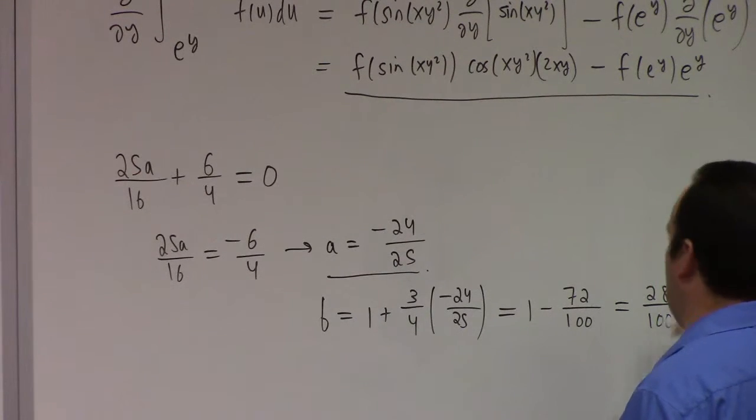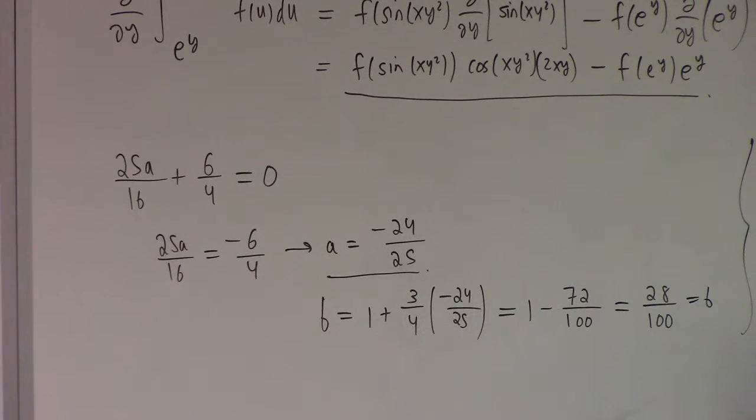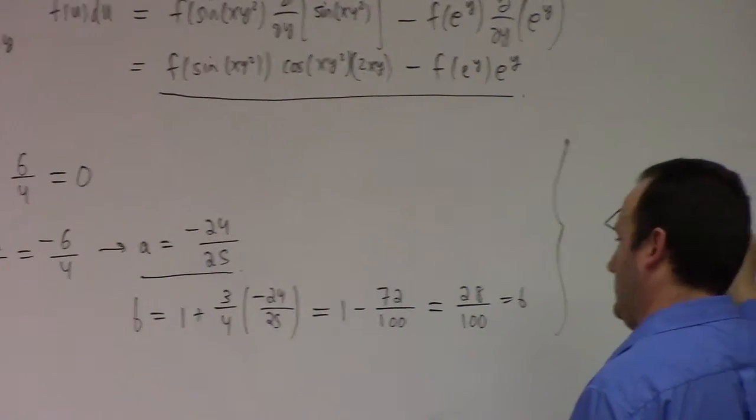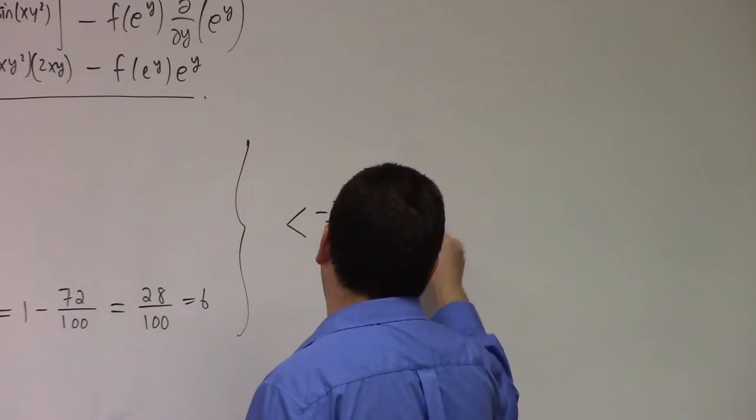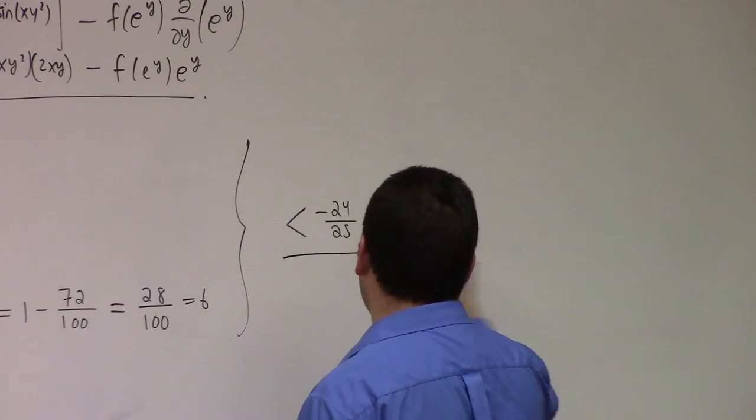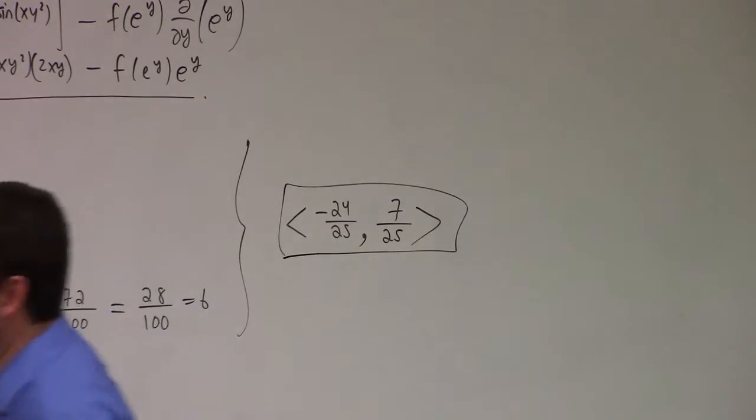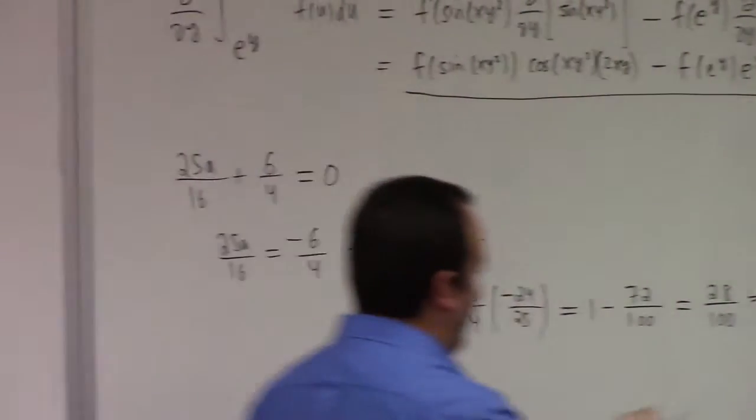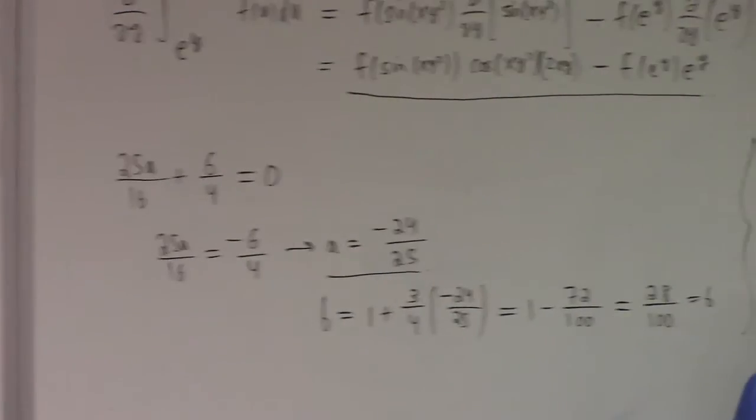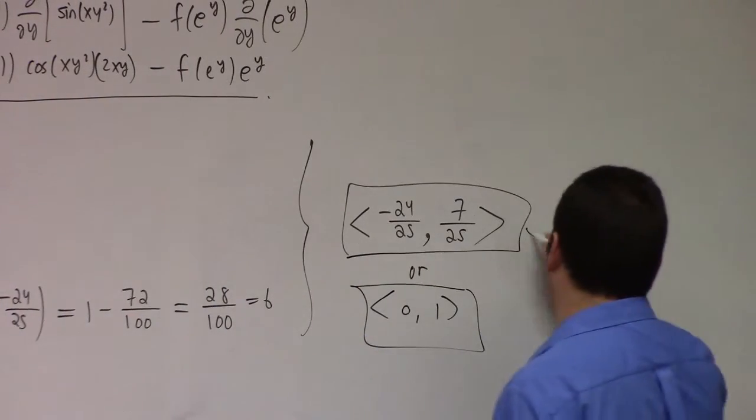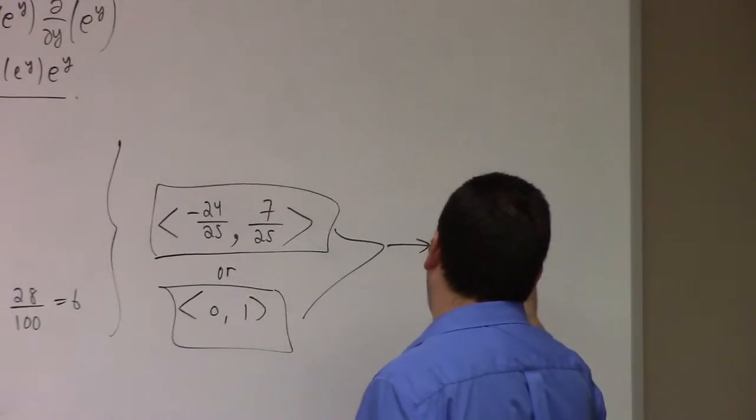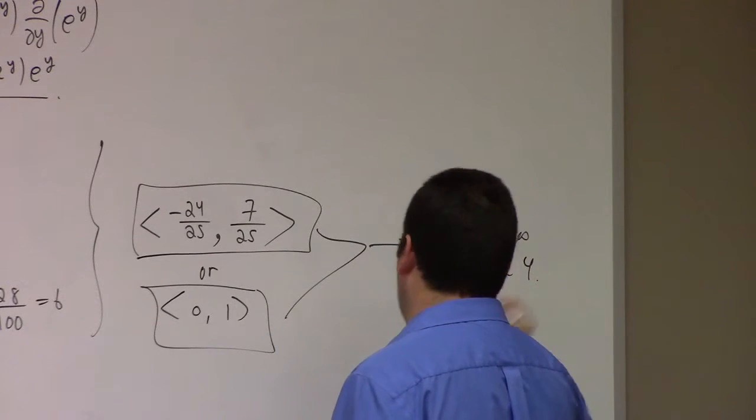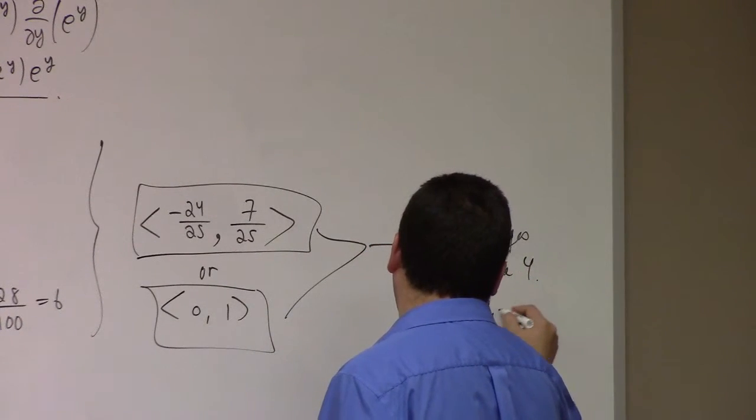So put all this together. The other direction would be minus 24 over 25, comma, oh, that's, yeah, 7. Okay, great. So either that direction or this direction. These both say f changes at rate 4 at the point (1, -1).